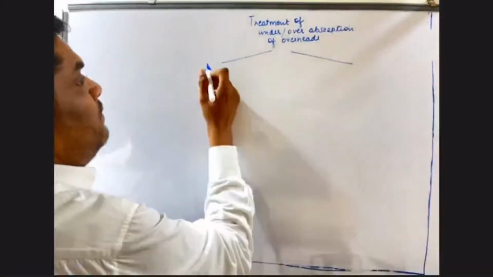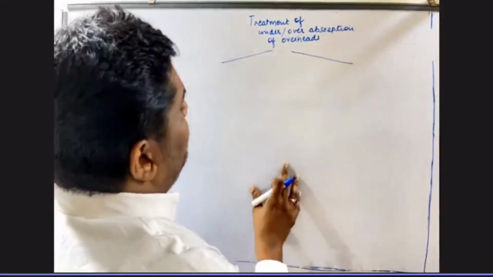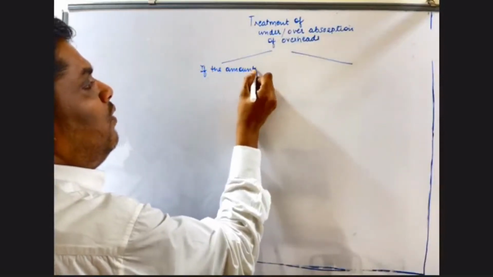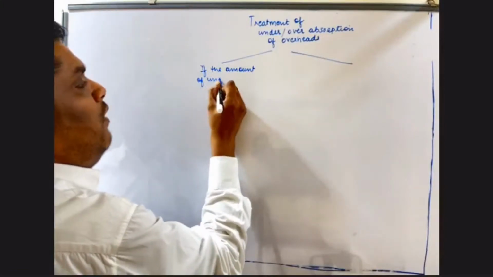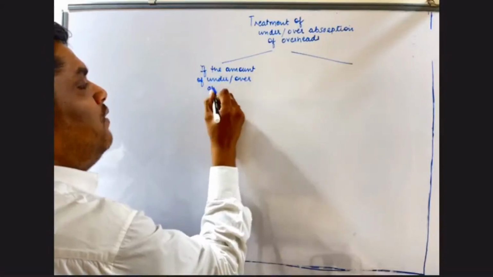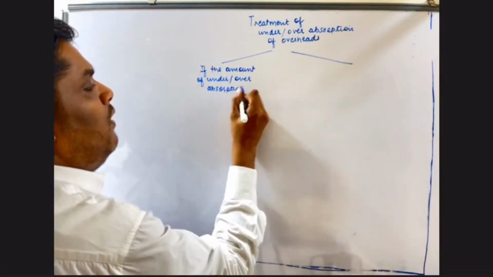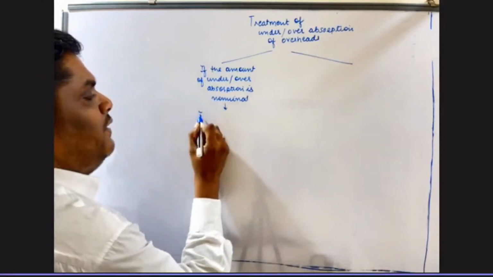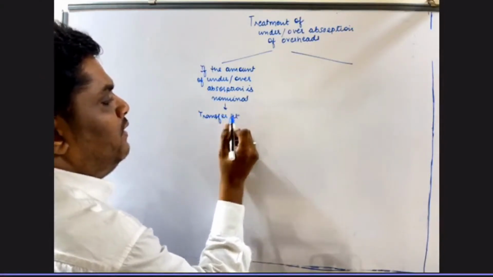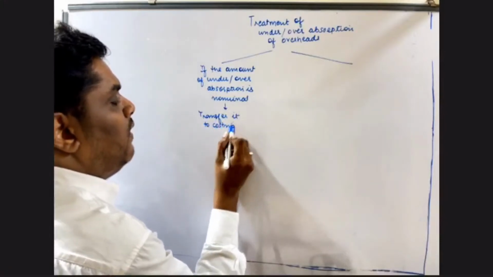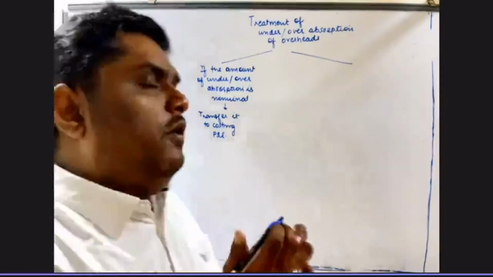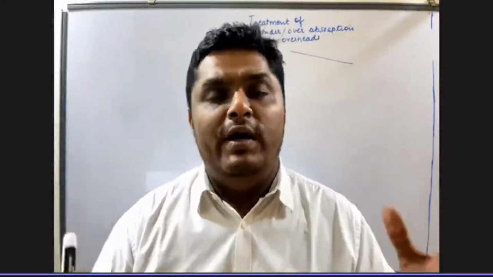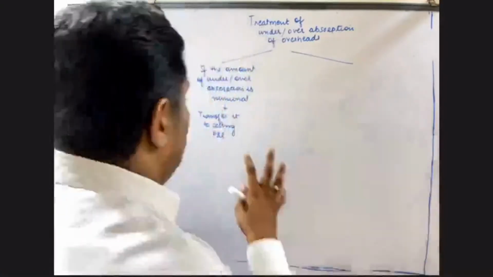Now, when talking about the treatment of under or over absorption of overhead, if the amount of under or over absorption is nominal, I mean it's a very small amount, then whatever the amount of under or over absorption is, transfer it to costing P&L.